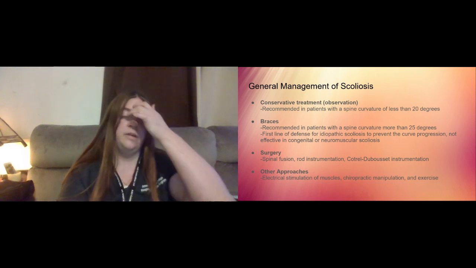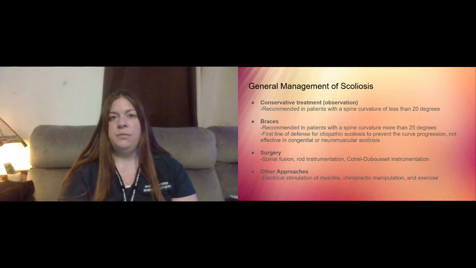General management of scoliosis: you have conservative treatment, such as observation, which is recommended in patients with a spine curvature of less than 20 degrees, and braces, which are recommended in patients with a spine curvature more than 25 degrees. It's the first line of defense for idiopathic scoliosis to prevent the curve progression, but it's not effective in congenital or neuromuscular scoliosis. Then we can look into surgery, such as spinal fusion, rod instrumentation, or the Cotrel-Dubousset instrumentation. Other approaches include electrical stimulation of muscles, chiropractic manipulation, and exercise.